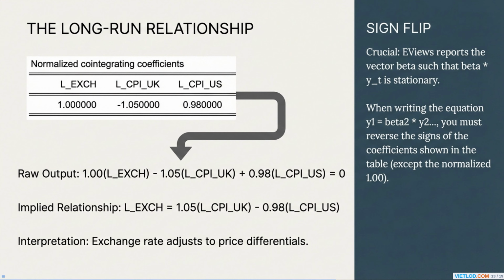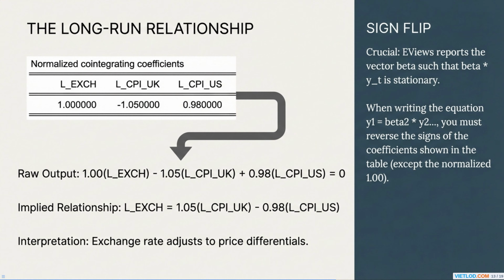EViews provides normalized cointegrating coefficients. The variable with the coefficient of 1.00 is the one normalized on, in this case, L exchange. A critical point to remember is the sign flip rule. EViews reports the vector beta such that beta times yt is stationary. To express the equation in the familiar form of y1 equals beta 2 times y2, you must reverse the signs of the coefficients shown in the table, except for the normalized 1.00.